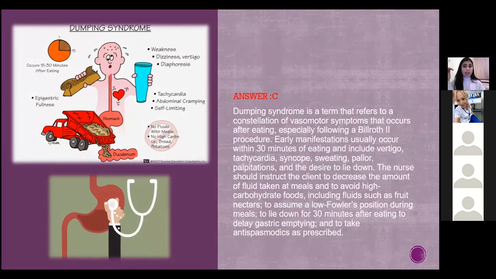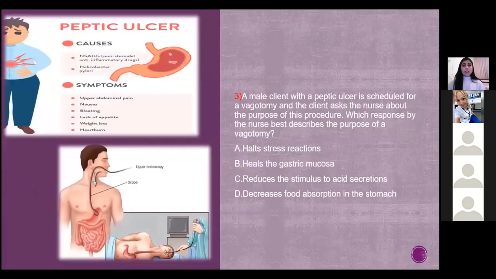The next question: a male client with a peptic ulcer is scheduled for a vagotomy, and the client asks the nurse about the purpose of this procedure. Which response by the nurse best describes the purpose of a vagotomy? Halts stress reactions, heals the gastric mucosa, reduces stimulus to acid secretions, decreases food absorption in the stomach.